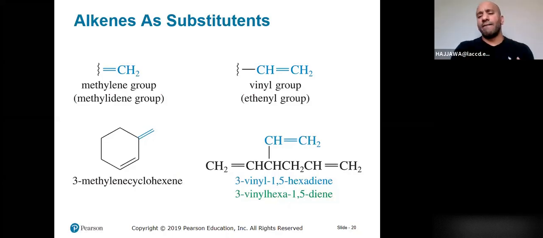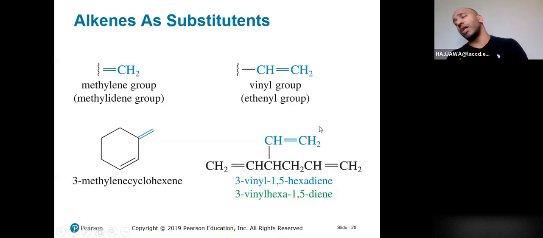So what if I have an alkene unit within a substituent? Then it depends. If it's a CH2 double bond, so this is the substituent, that would be a methylene group. But if it's a CH=CH2, this would become a vinyl group. So the difference between a vinyl group and a methylene group is an extra carbon in the vinyl group.